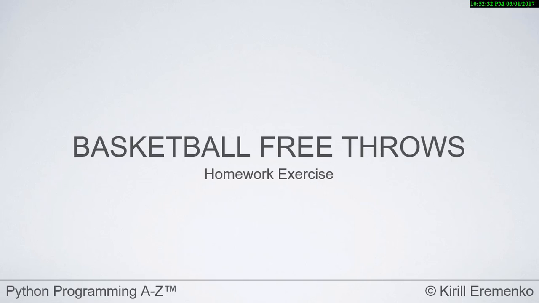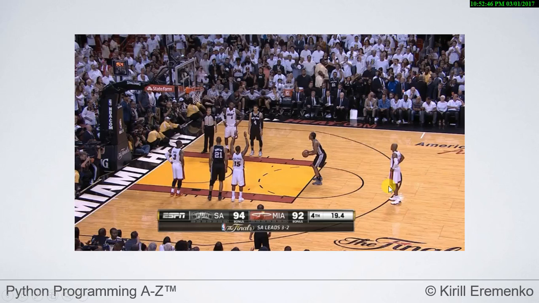Today we'll see the solution of the homework exercise of section 4, basketball free throws. Okay, so let's remember what the assignment is. This is the image of the free throw. This happened due to a fall, and the victim team has the chance to shoot a free throw.